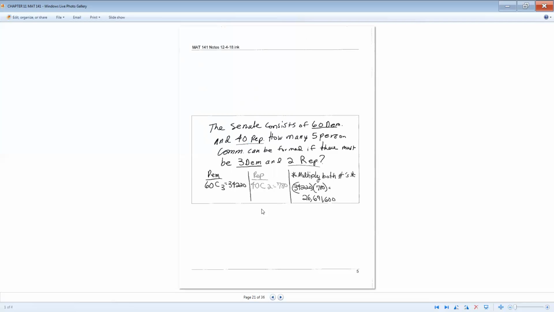So we have 2 different categories, 2 different calculations. 60C3 is our first calculation, which gives me 34,220. And then 40C2 gives me 780. Once I have those 2 numbers, once again, the 3 came out of the 60, the 2 came out of the 40. Multiply those 2 numbers together, and we get 26,691,600. Let me know if you have any questions on that first part.